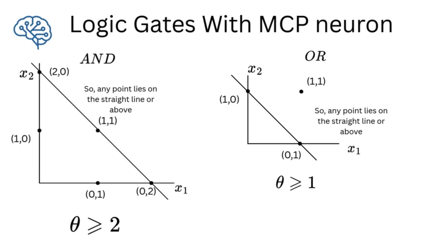Let's see the decision boundary for the OR neuron. For the OR gate, the neuron fires when at least one input is 1. And here the rule becomes x1 + x2 >= 1. This also forms a straight line boundary, x1 + x2 = 1. This line runs diagonally across the input space.